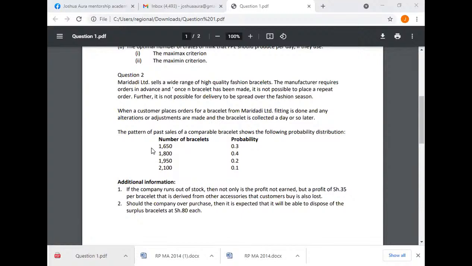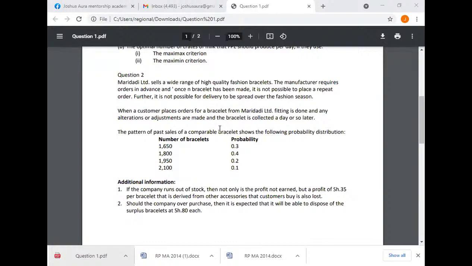So, ladies and gentlemen, we are told here, question number 2, Maridadi Limited sells a wide range of high quality fashion bracelets. The manufacturer requires orders in advance, and once a bracelet has been made, it's not possible to place a repeat order. Further, it's not possible for delivery to be spread over the fashion season. When a customer places orders for a bracelet from Maridadi Limited, fitting is done and any alterations or adjustments are made, and the bracelet is collected a day or so later.